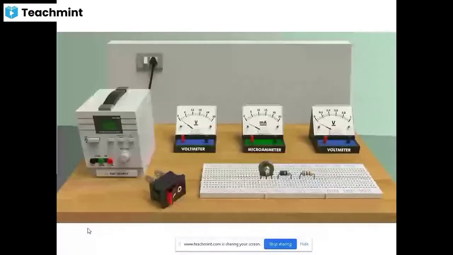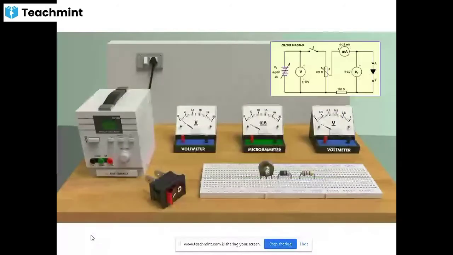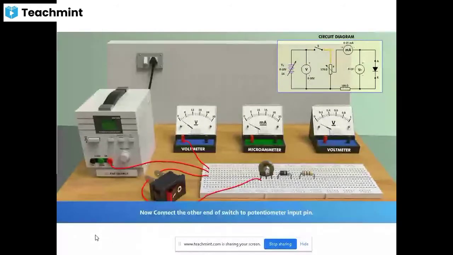Determine the forward VI characteristics of the diode. Let's construct the circuit using the circuit diagram. Connect the positive terminal of the power supply to the positive terminal of a voltmeter and switch terminal. Now connect the other end of the switch to the potentiometer input pin. Then connect the potentiometer output to the ammeter positive terminal and the ground pin to one end of the 100 ohm resistor. Connect the ammeter negative terminal to the anode terminal of the diode.